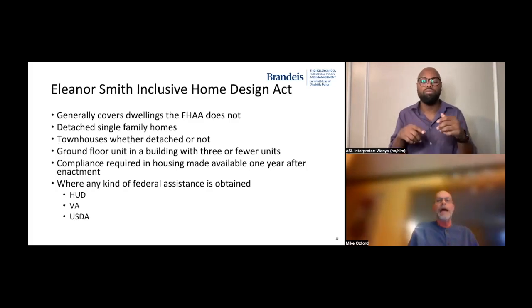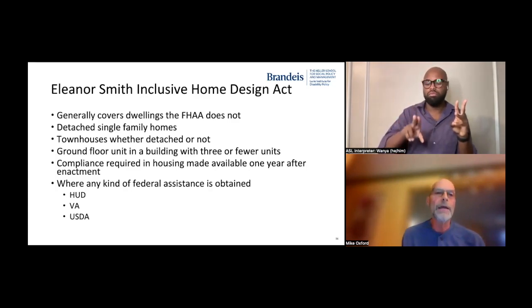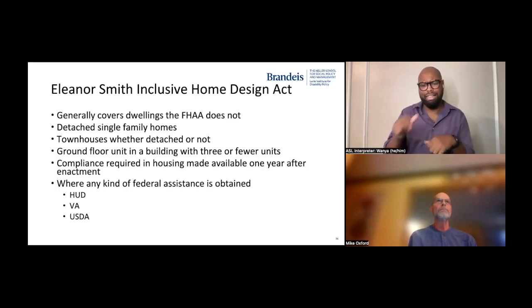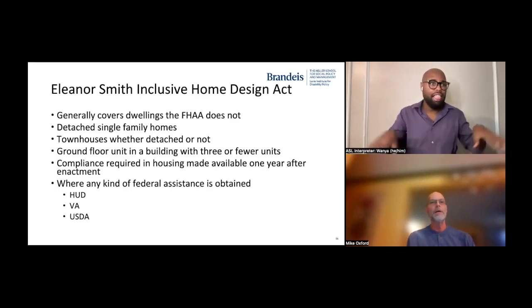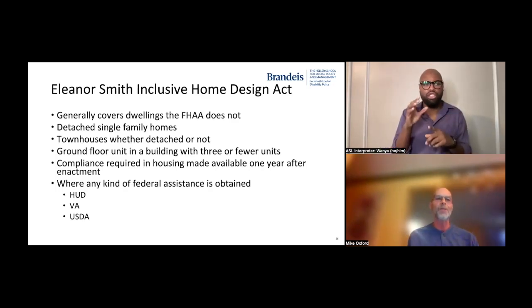So the Inclusive Home Design Act generally covers dwellings that the Fair Housing Amendments Act does not: detached single-family homes, townhouses, whether detached or not, and the ground floor unit in a building with 3 or fewer units. Compliance would be 1 year after passage of the act, and compliance would be required for any kind of federal assistance from HUD, the Veterans Administration, or the USDA, and I mean any kind of assistance. Land, reduced pricing, it has quite a comprehensive list to cover every circumstance in which federal assistance might be made available, and that would then cover that. Next slide, please.